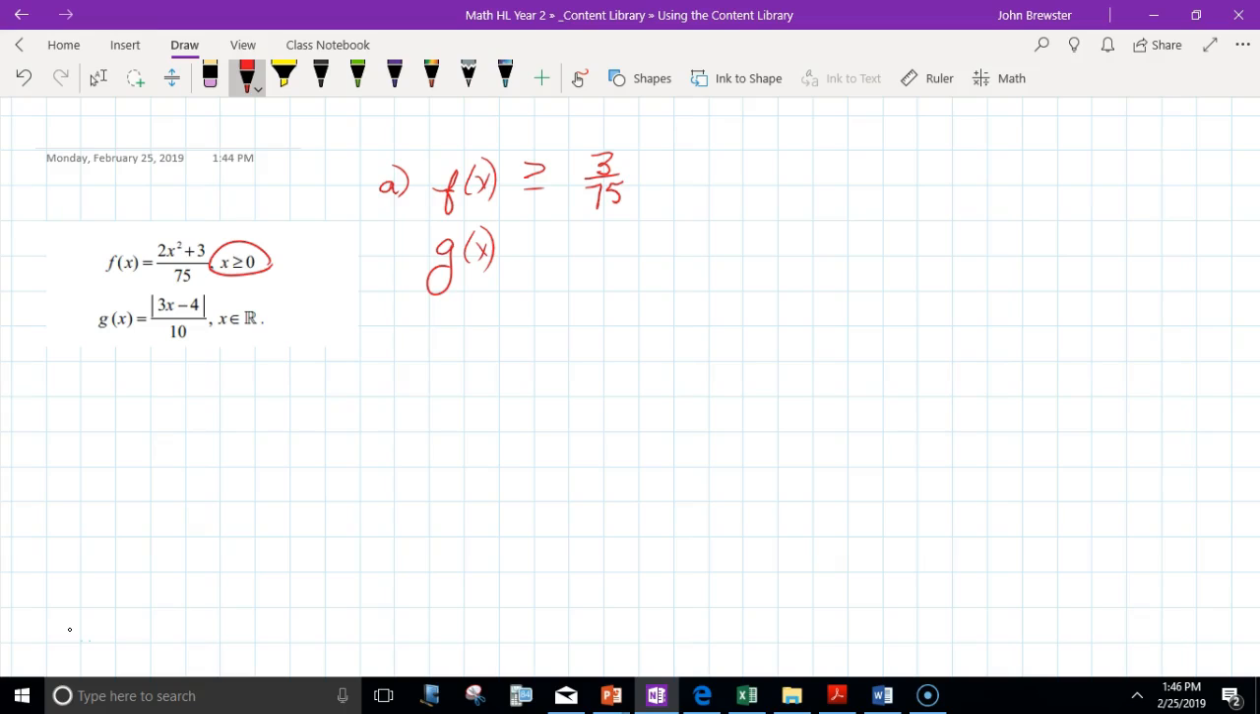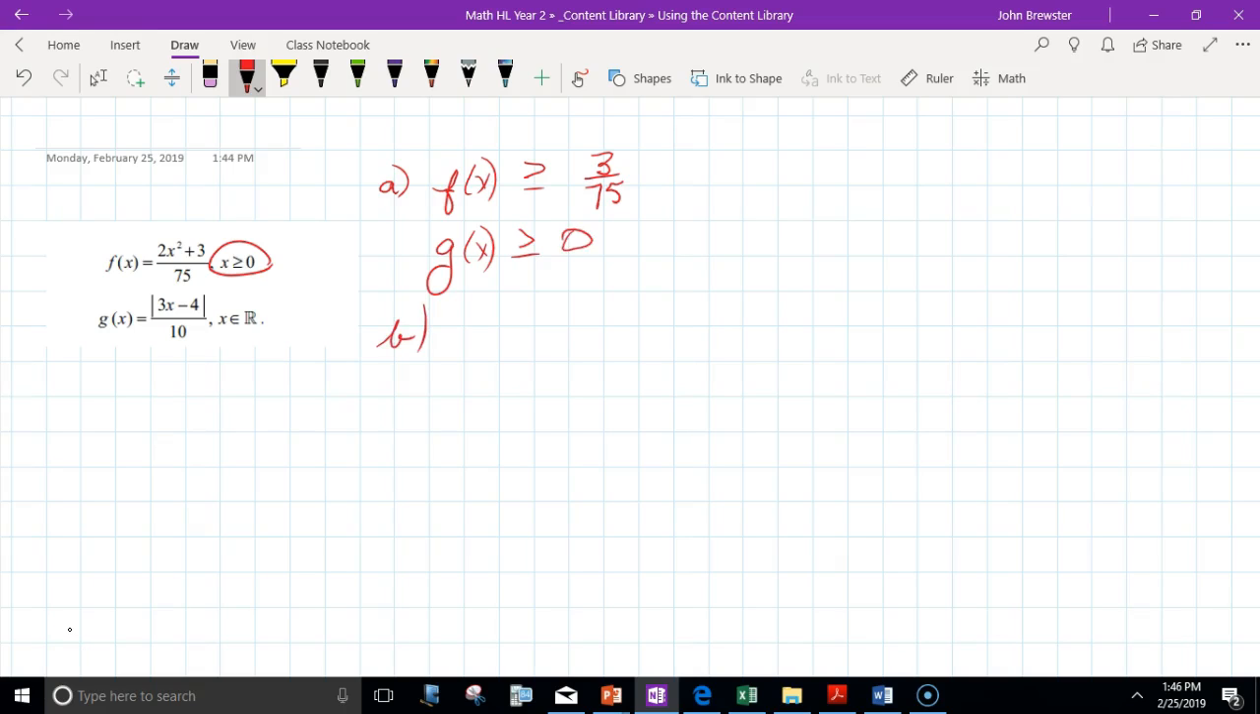For g of x, x can be any real number, but since you have an absolute value, you know you're not going to get any negative answers out of that. Because if you take the absolute value at the top, it's always going to be positive. So you think, what's the smallest answer I can get out of that function? Can you get 0 as an answer? Well, if x is 4/3, you'd have 3 times 4/3 minus 4, which is 0. So the smallest answer you're going to get is 0, since you can't get any negative answers. So the range for g of x is g of x is greater than or equal to 0.